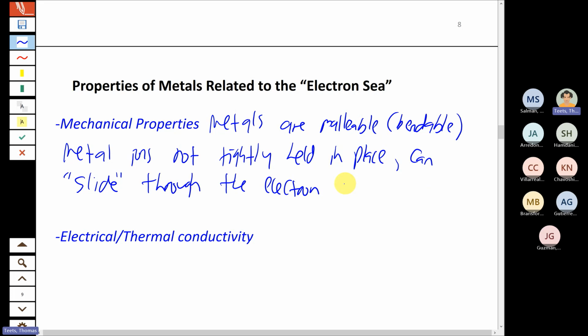But because of the diffuse nature of the bonding, because you don't just have two electrons holding two atoms together, but rather floating around the whole structure, you can kind of move things around without disrupting that too much. They're able to be bent and reshaped pretty easily.